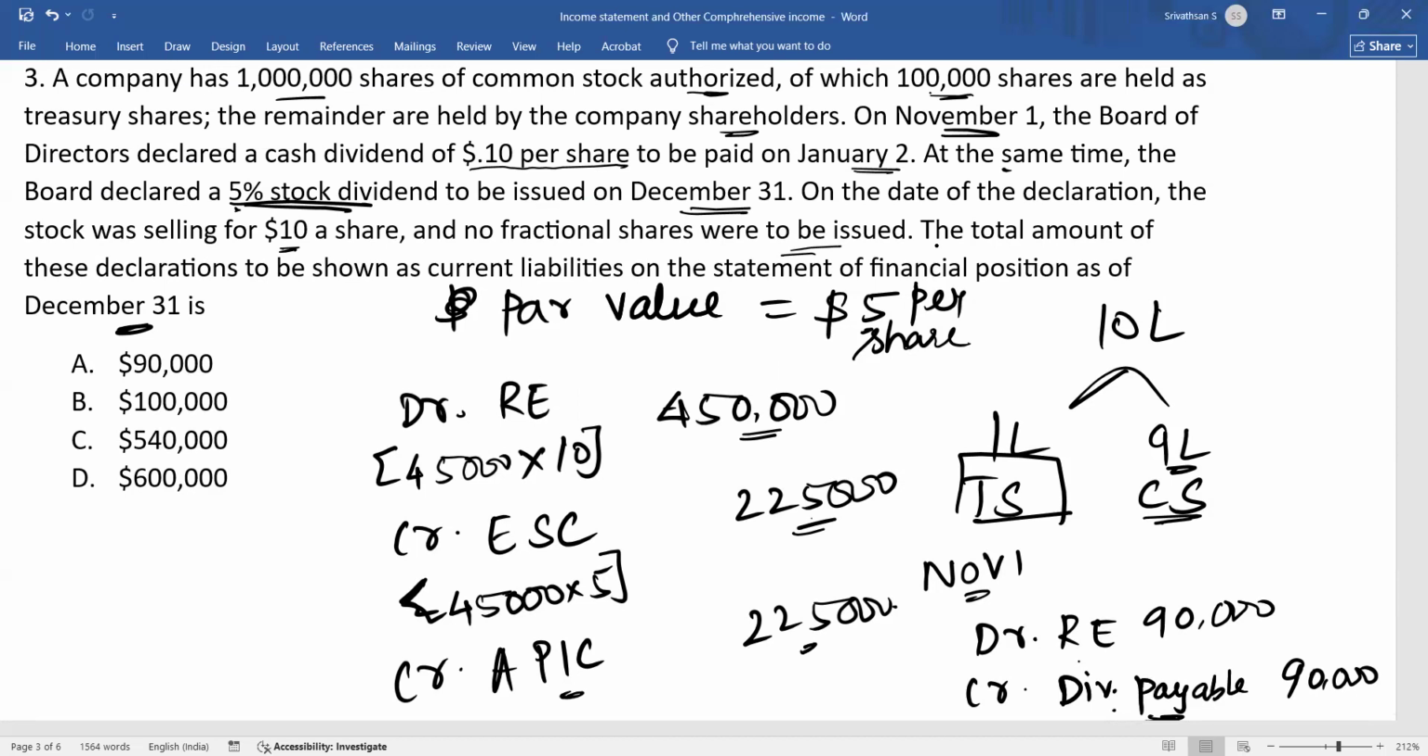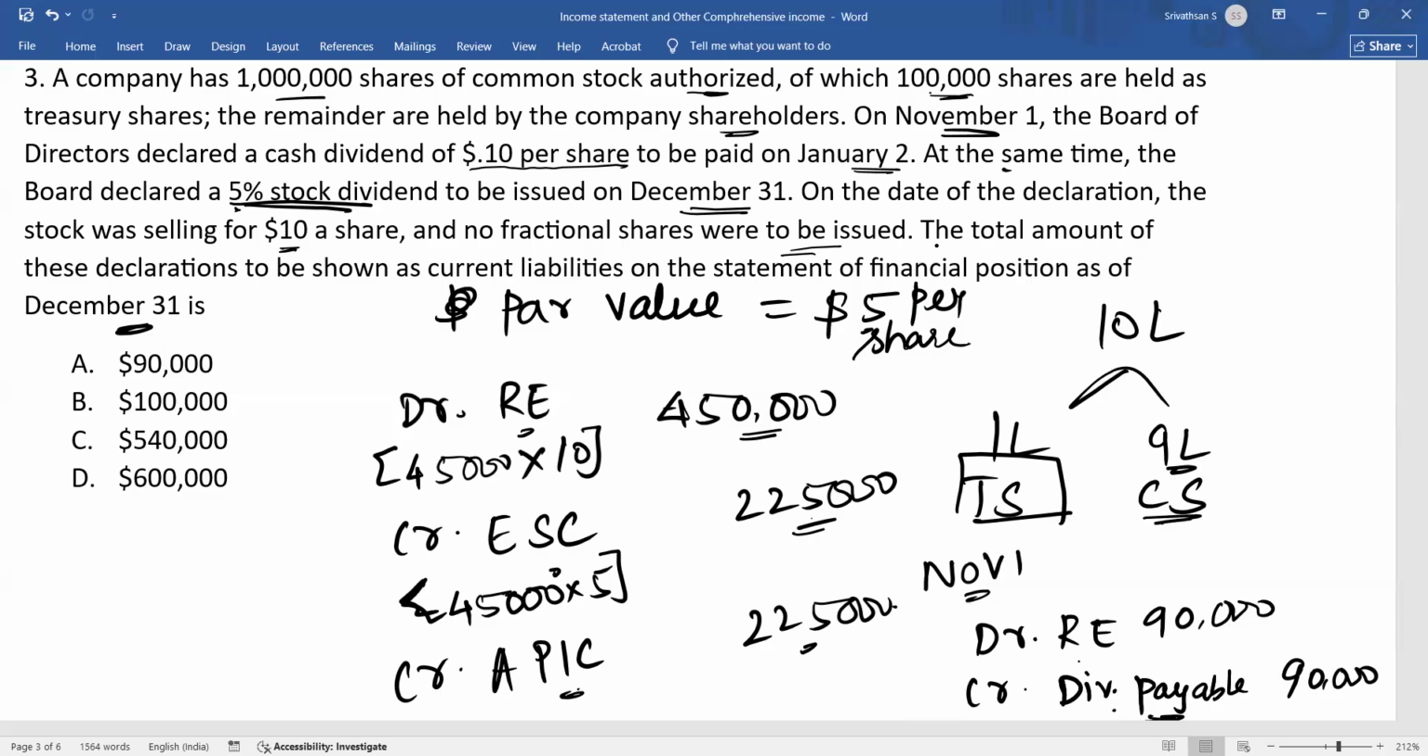And the most important thing that we need to observe here is a stock dividend will not impact the total equity of the company, which means retained earnings is also a part of equity. Equity share capital is also a part of equity, and additional paid in capital is also a part of equity. So from retained earnings, we are just transferring the amount to equity share capital and additional paid in capital.